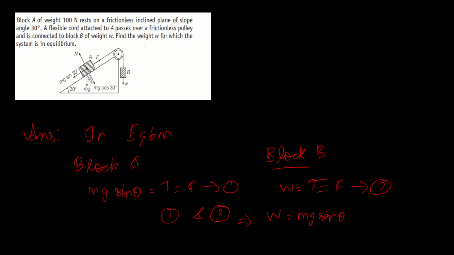From that we can write W is equal to mg sin 30. What is the value of mg? It is already given in the question: weight 100 Newton means mg, that is force, is already given. So 100 into sin 30, which is 1 by 2. So the answer is that the weight is 50 Newton. Simple question. This question can surely be asked in the next ATC exam.